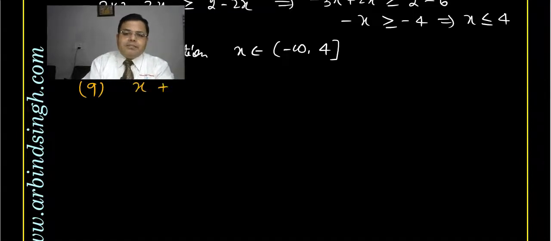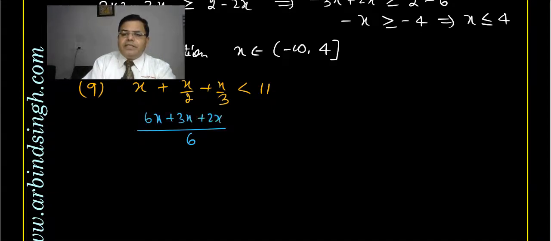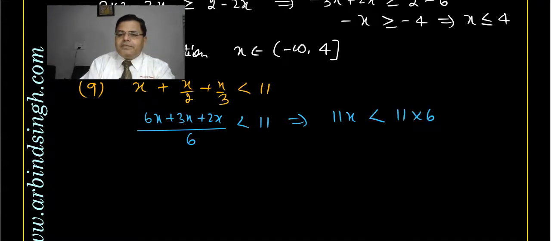x plus x by 2 plus x by 3. This is a fractional addition, is less than 11. It is not a big issue to deal with this fraction. In similar fashion you can solve it, LCM is 6, this will be 6x plus 3x plus 2x is less than 11 into 6. 6 plus 3 plus 2 is 11x is less than 11 into 6. 6 will come this side, it will multiply, and therefore x will be 11 into 6 by 11, 11, 11 cancel, and hence x is less than 6.